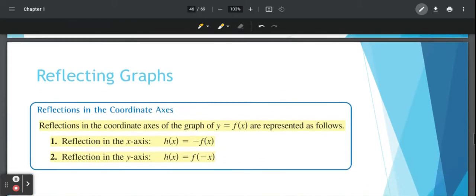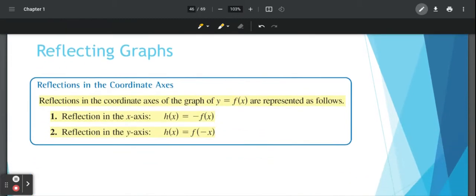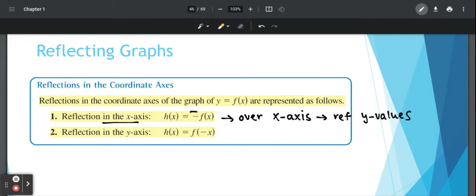So that gets us into that next slide, that when we're reflecting over the x-axis, it says reflection in the x-axis, this means over the x-axis. Or you could think about it that you're reflecting your y values. Your negative is going to be out in front. This one is when you reflect over the y-axis, or when you reflect your x values, that negative is going to be inside the function.